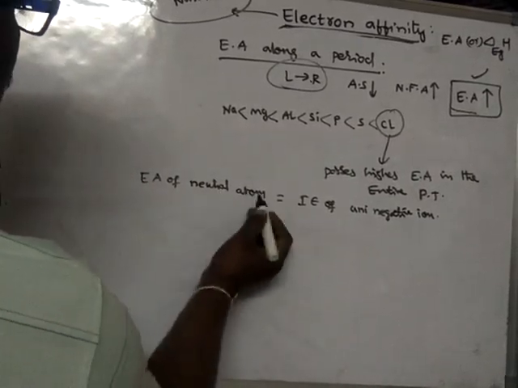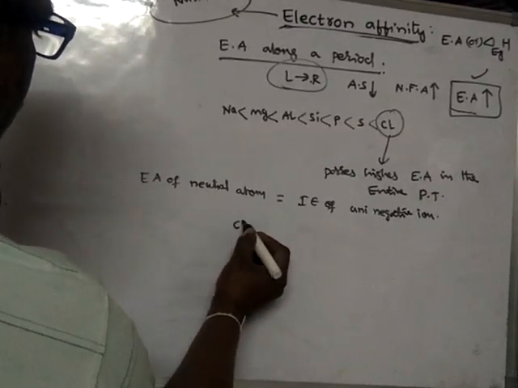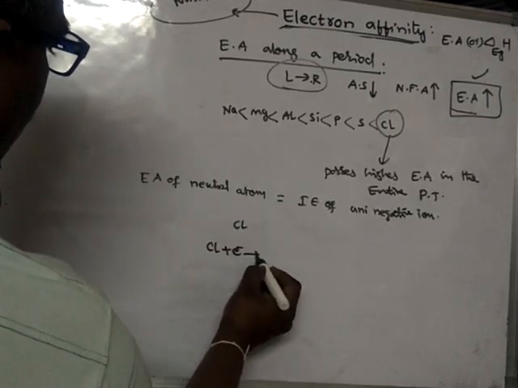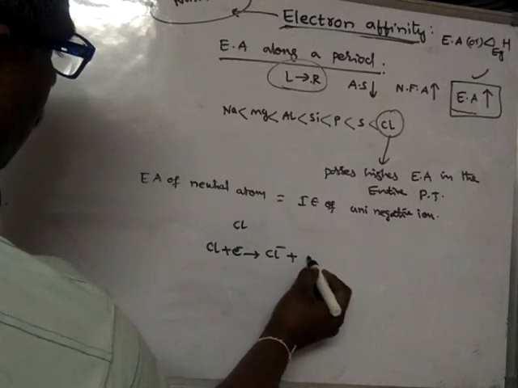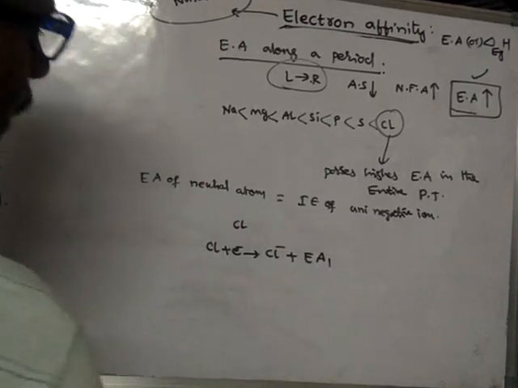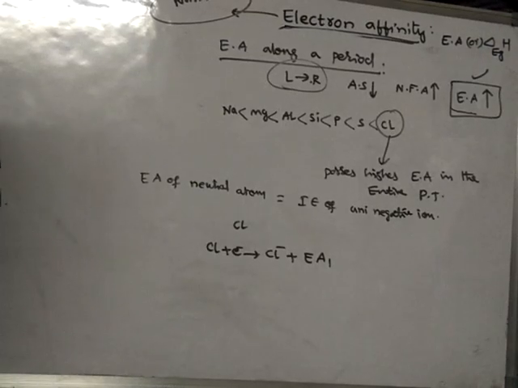Electron affinity of neutral atom. For example, take chlorine. If I add one electron to this chlorine, it becomes Cl minus and it loses some energy. It is called electron affinity.